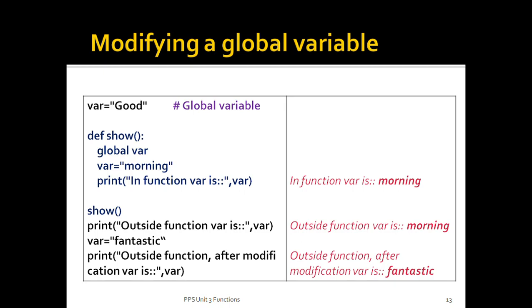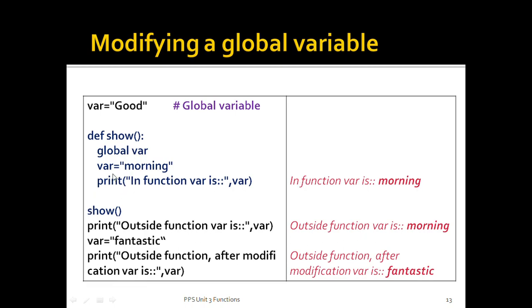Now let's see modifying a global variable. If we have a global variable and then use the global statement, then changes made in that variable will be reflected everywhere in the program. Here var is having good, then you are mentioning variable var as global, and here you are going to change its value to morning. So in this case it will print morning.